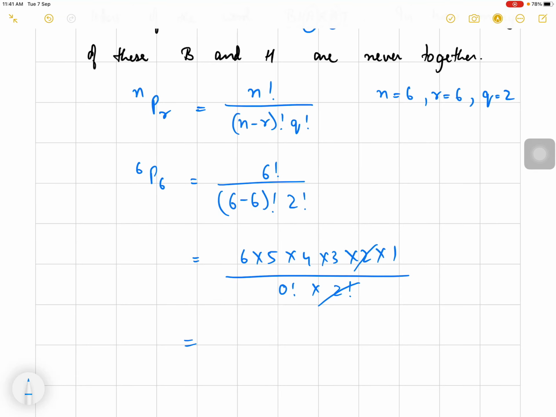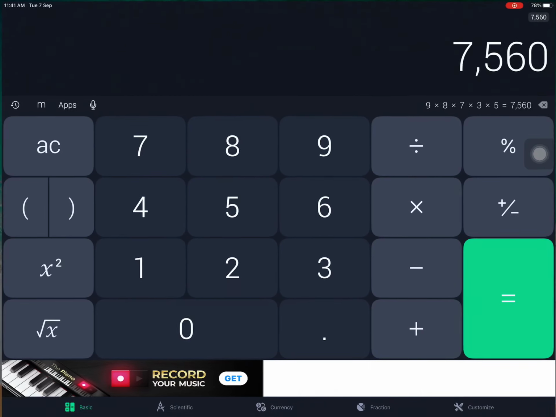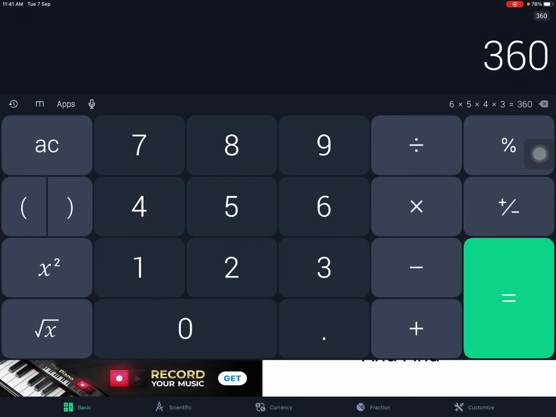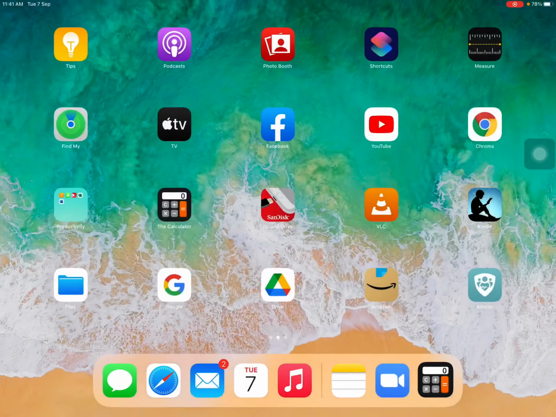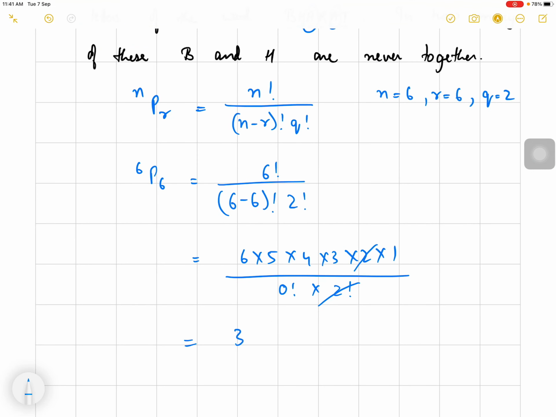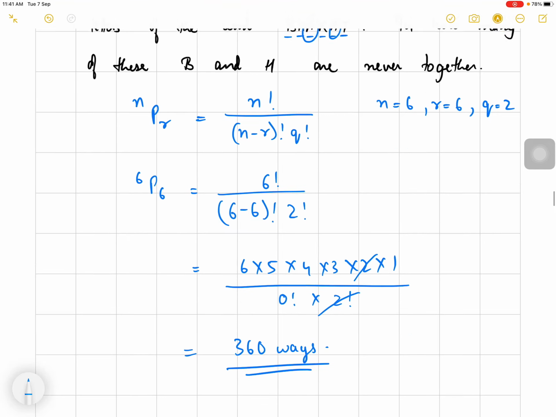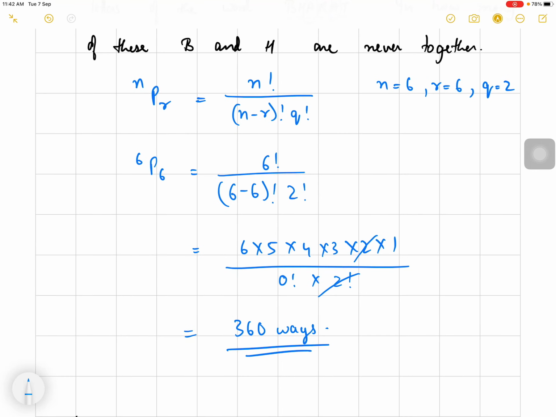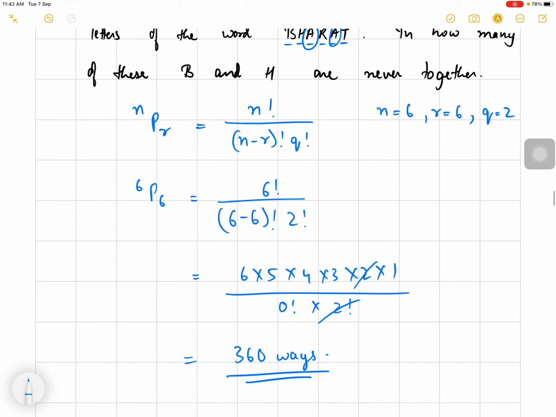So 6 into 5 into 4 into 3 comes to 360. So 360 ways the word Bharat can be written. So this is the total possible permutation.